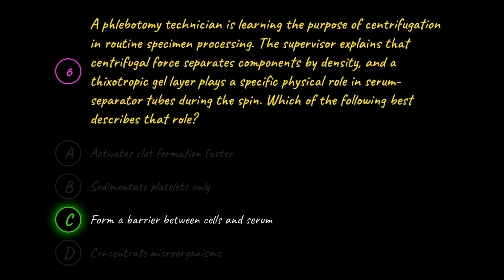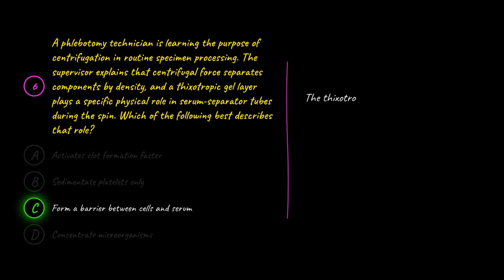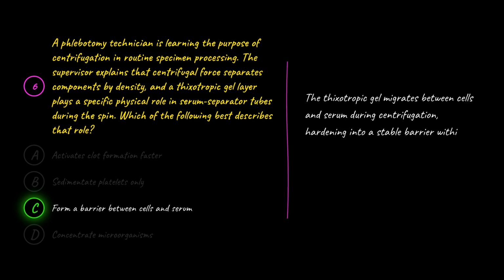The correct answer is C. Form a barrier between cells and serum. C is correct because the thixotropic gel migrates between cells and serum during centrifugation, hardening into a stable barrier within minutes. The barrier prevents cells from remixing with serum during transport and downstream handling.